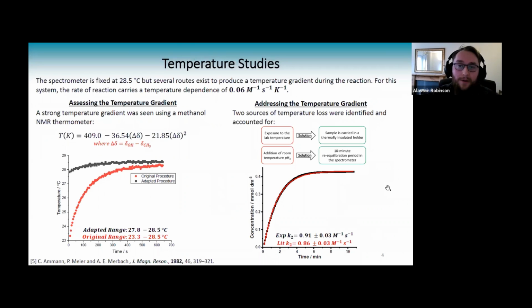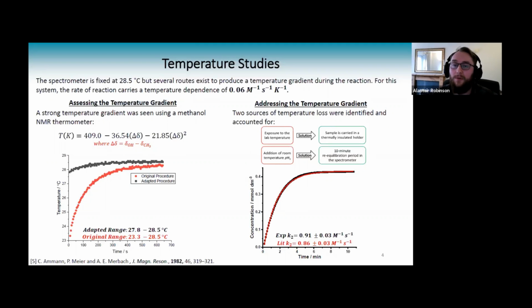So the final area that I want to talk about today was that the formation of a temperature gradient during the reaction could skew your kinetics. Say if your sample is put in at a colder temperature, then re-equilibrates in the spectrometer during the reaction. To see if a temperature gradient would form, I used a methanol NMR thermometer. Here, the difference in chemical shift between the two methanol peaks can be correlated to an absolute temperature. When I did this for my original procedure, I saw that there was a 5-degree gradient formed across my sample, which is clearly quite worrying.